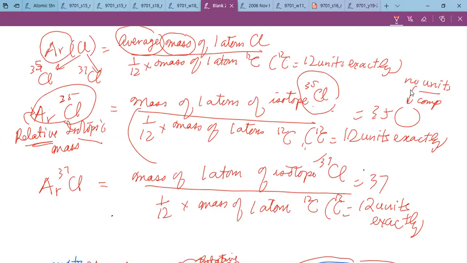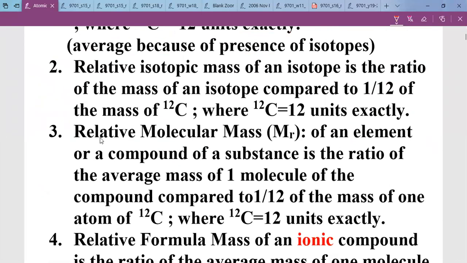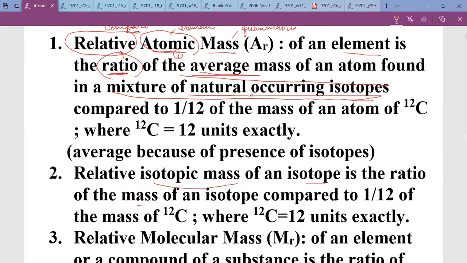These two are a bit different. They're called relative isotopic mass. Now look at it carefully. The relative isotopic mass of an isotope is a ratio of the mass. What is different between here and here? Here it's the mass, but there it is the average mass. The word average is missing here. Why? Because I'm not talking about everybody, I'm talking about one type only. The mass of an isotope compared to the carbon 12. Are we the same now?